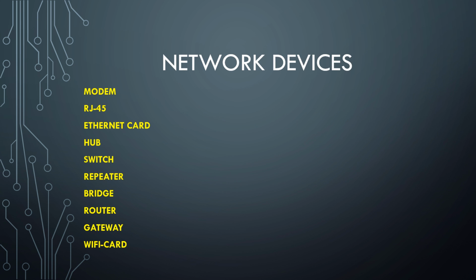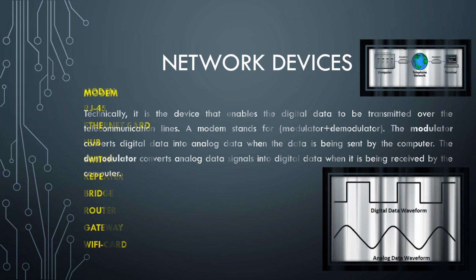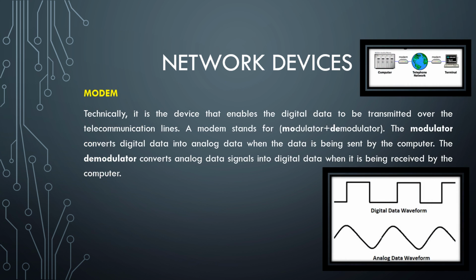You can see over here we are going to discuss all these devices one by one: modem, RJ45 connector, Ethernet card, hub, switch, repeater, bridge, router, gateway and Wi-Fi card. So we will discuss these one by one. Let's start with the first. The first device is your modem.